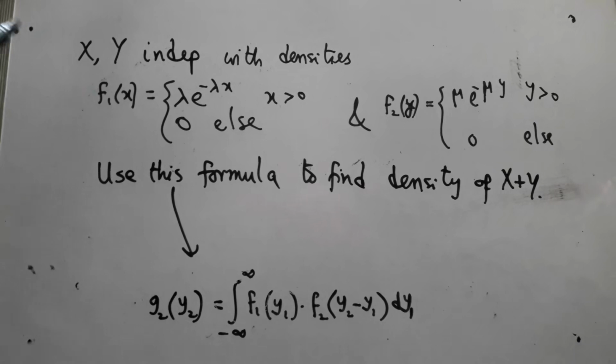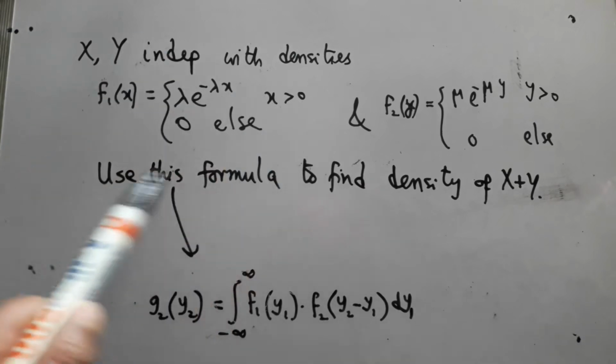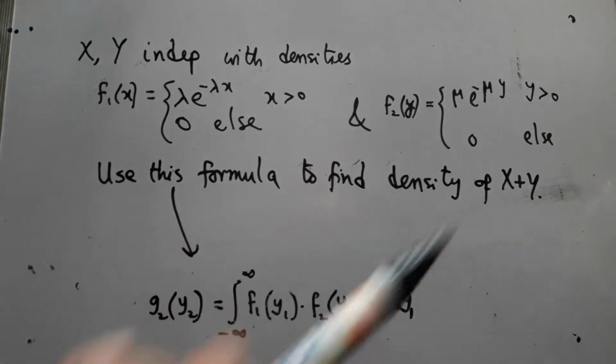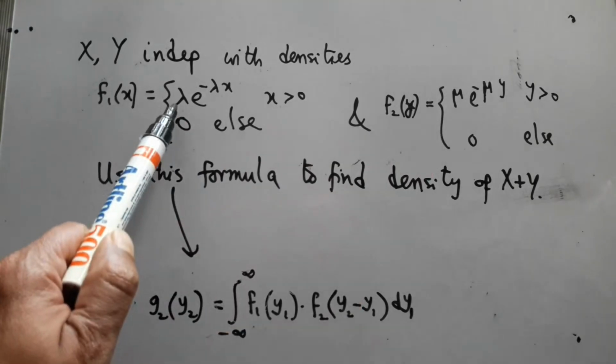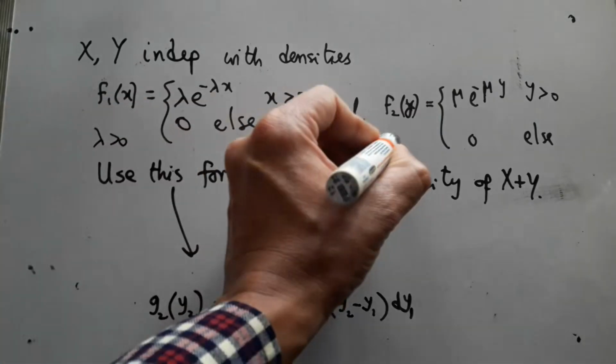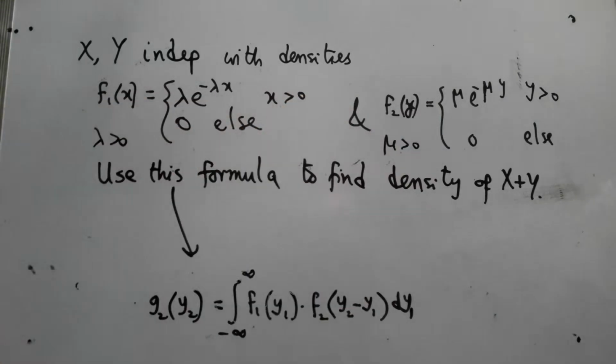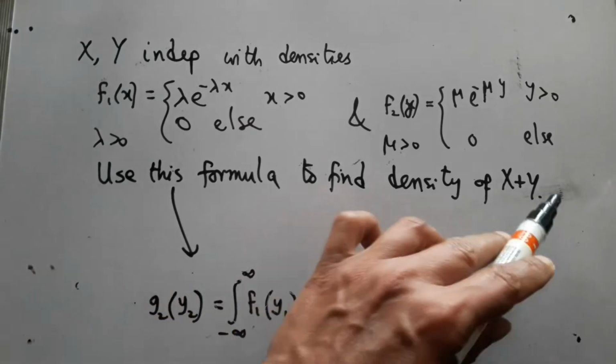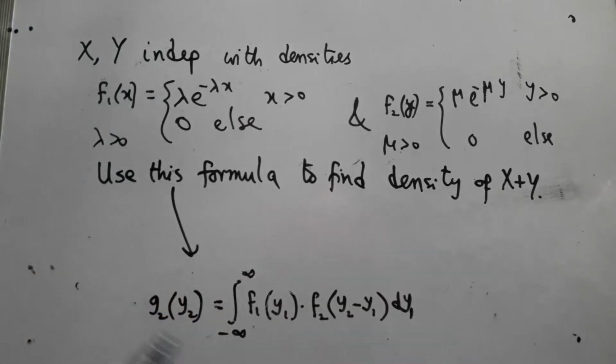In this exercise, I give you x and y independent. They have densities: x has this density, and y has a very similar density, except that here I have lambda and here I have mu. Incidentally, lambda is positive and so is mu. Your job is to find the density of x plus y, and I have given you this formula so that you can readily use it.